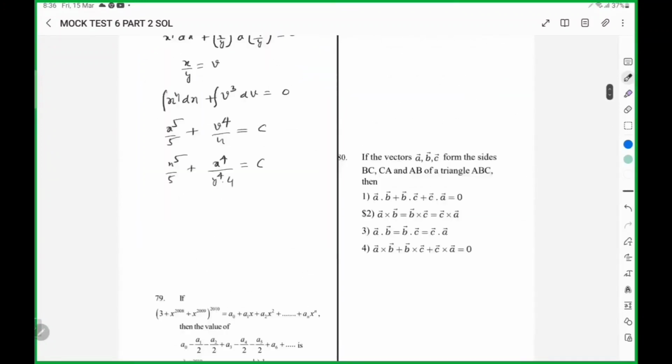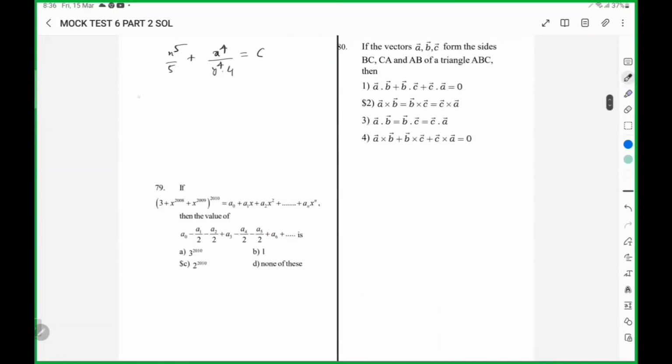In this problem, once you substitute x as omega, omega power 3n is 1. So omega power 2008 is omega power 2007 into omega, which is omega. Omega power 2009, since 2007 is a multiple of 3, then this becomes 1, omega square.